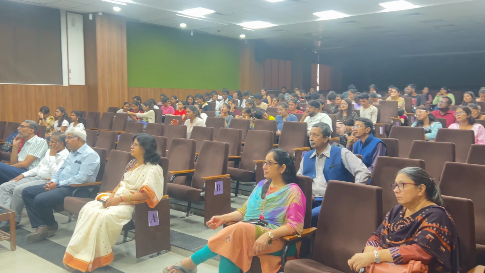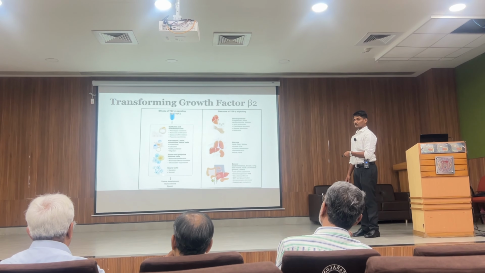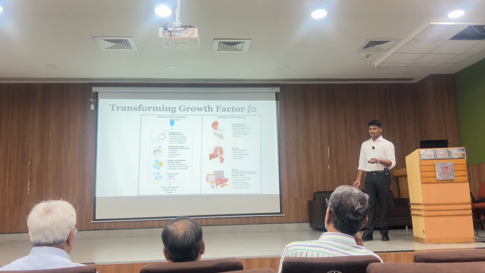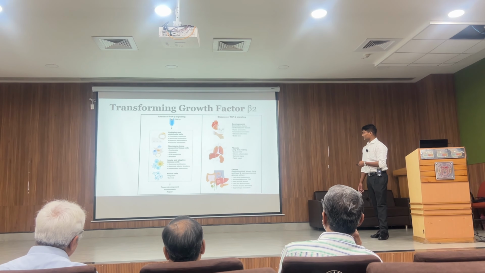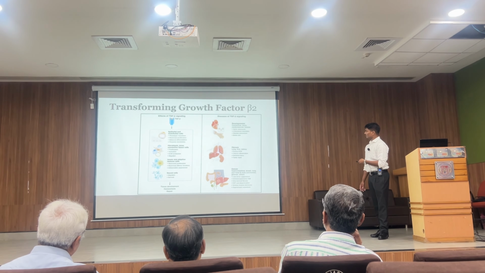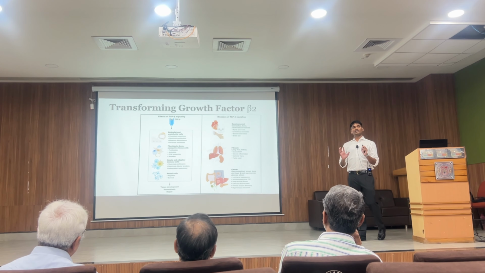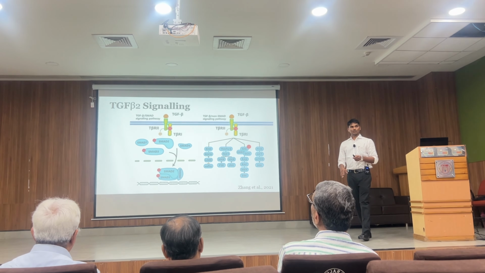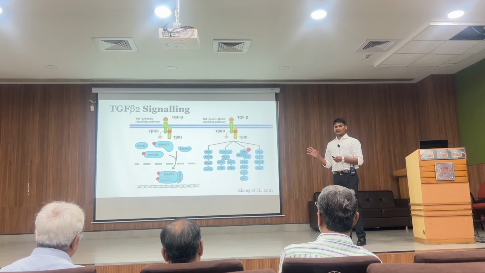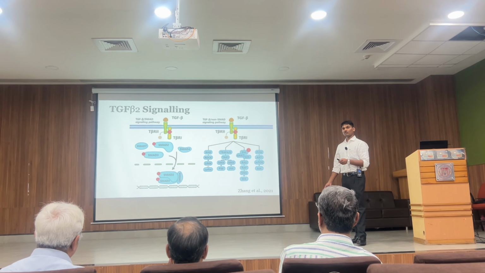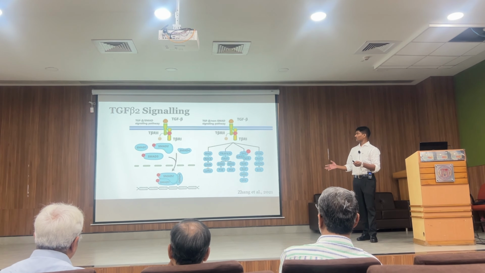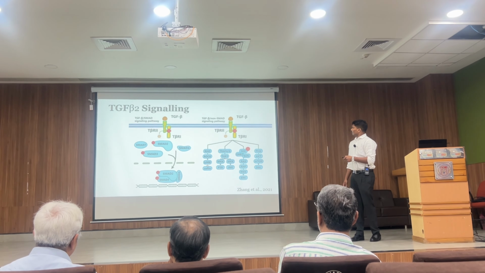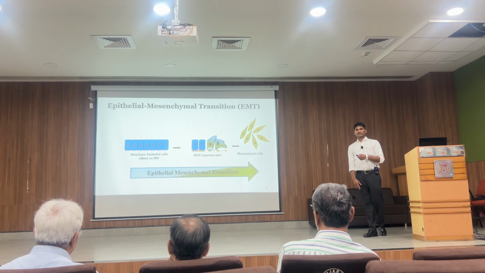This picture explains how TGF beta 2 helps in the normal functioning or normal homeostasis of other organs, and how, if its level increases, it leads to various disease conditions. This picture explains the TGF beta 2 signaling pathway, which is very much involved in retinal pigment epithelial cells. Here we can see the canonical signaling pathway of TGF beta 2 and the non-canonical signaling pathway of TGF beta 2.